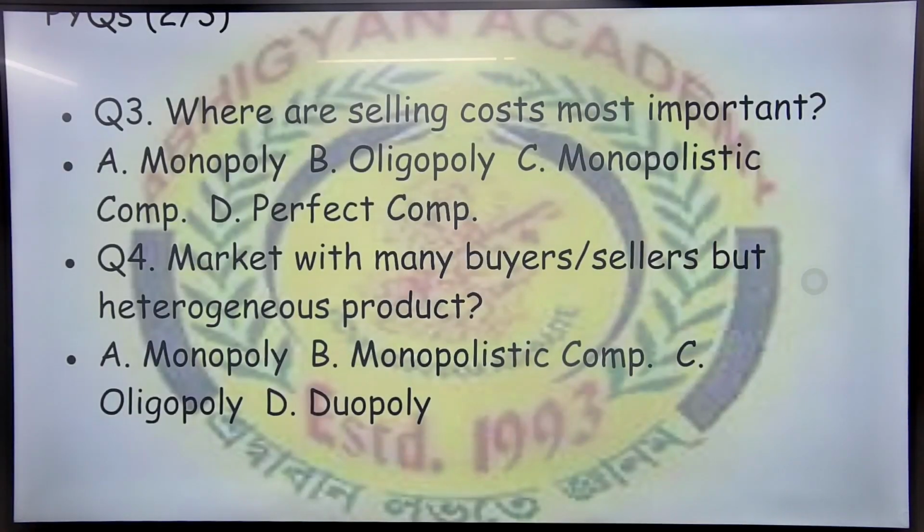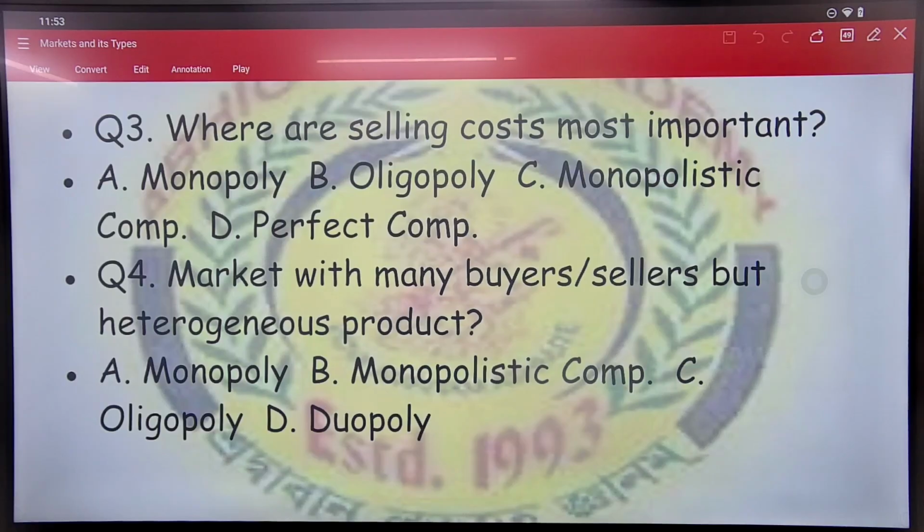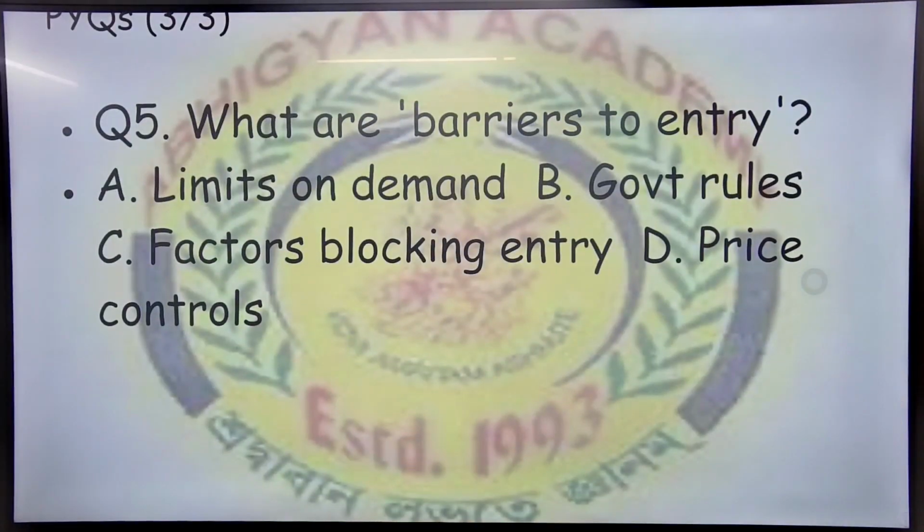Next, where are selling costs more important? Monopoly, oligopoly, monopolistic competition, or perfect competition? Question number 4: market with many buyers and sellers but heterogeneous product. Heterogeneous means different products. Try to answer it. Next, what are barriers to entry? Limit on demand, government rules, factors blocking entry, or price control? Try to answer this also.